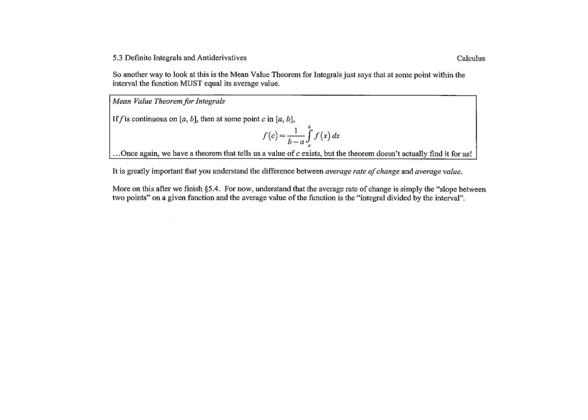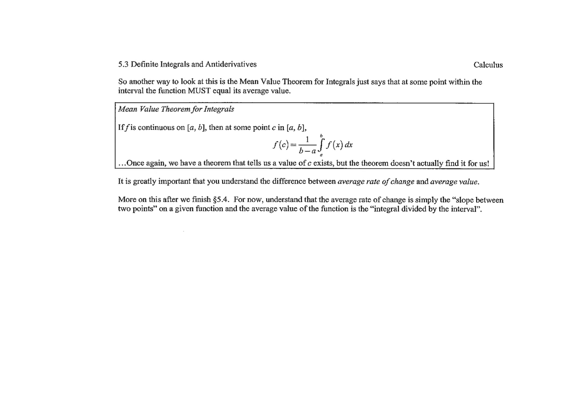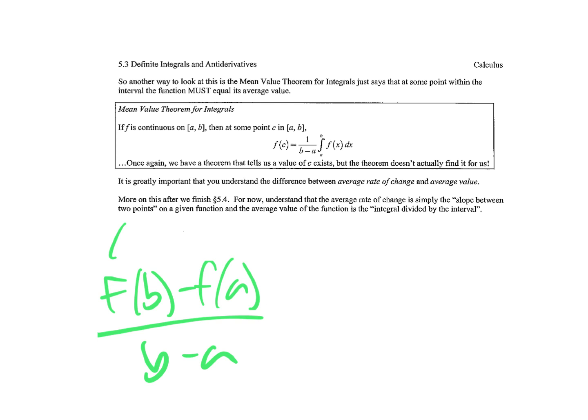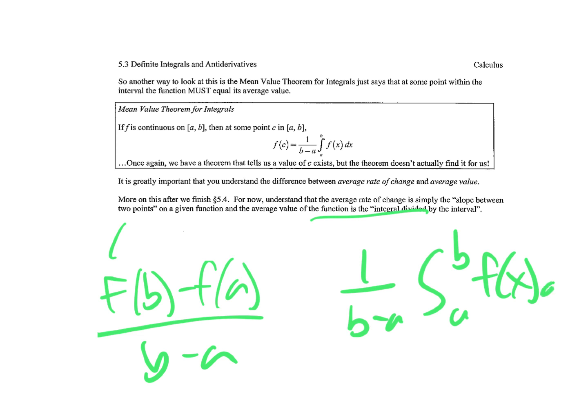I guess the only thing I want to say about what's written on this page is this right here. The average rate of change is the slope between 2 points. That's f of b minus f of a over b minus a. And the average value of the function is 1 over b minus a times the integral from a to b of f of x dx. That's what you want to keep straight in your mind, because they will throw both of them at you, maybe in the same problem. I know I've seen AP questions that have both in the same problem.